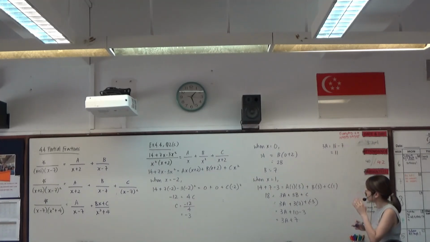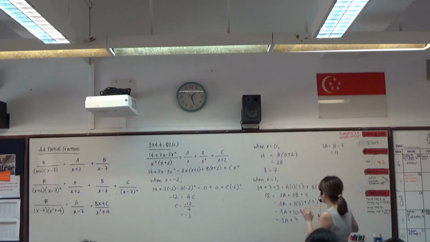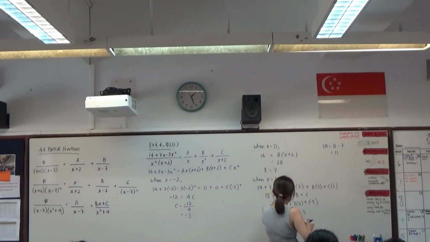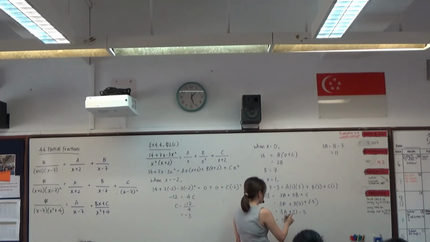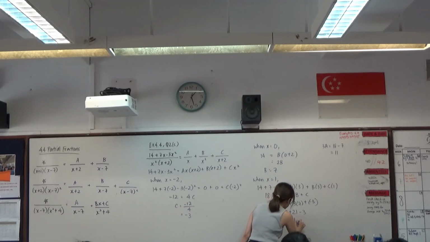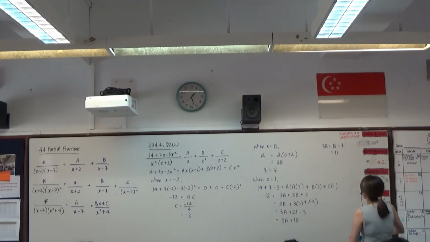Do you have any calculation mistake? 21. 3 times 7. Oh, yeah. Thank you. 21 minus 3, that is 18. Right? Okay. 18 minus 18, so 3A equals 0.